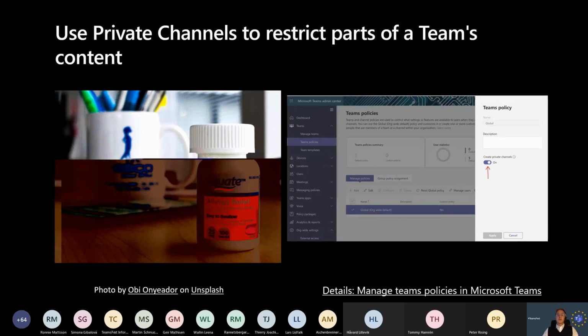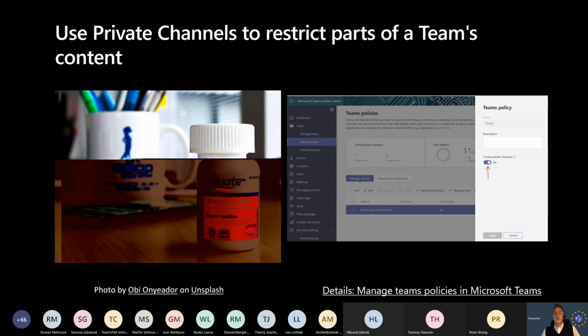I myself have developed a difficult form of allergy to private channels. If there is an opportunity to hide information, there is always someone who abuses this opportunity. But having said that, you can create private channels and thus have small private areas within a team.